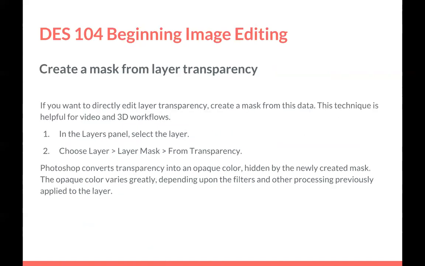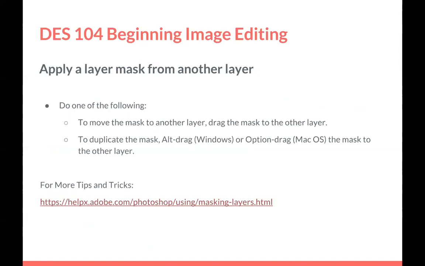And you can even create a mask from a layer transparency. So Photoshop can do so many things. If you want to directly edit layer transparency, create a mask from that data. This technique is helpful for video and 3D workflows. So in the Layers panel, select the layer, choose Layer, Layer Mask from Transparency, and Photoshop converts your transparency into an opaque color hidden by the newly created mask. The opaque color varies greatly depending upon the filters and other processing previously applied to the layer.